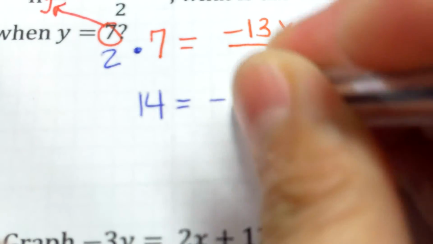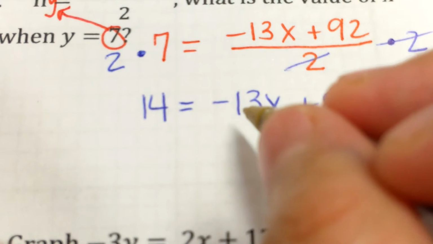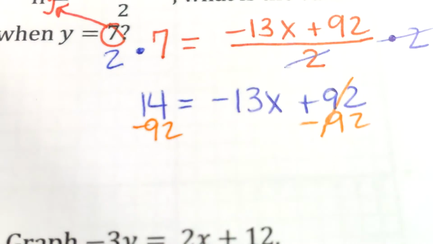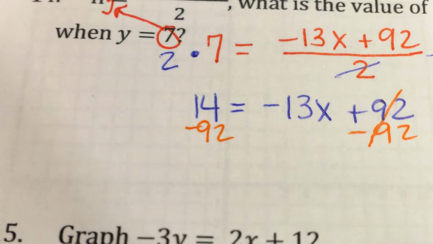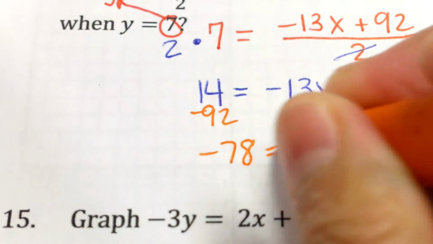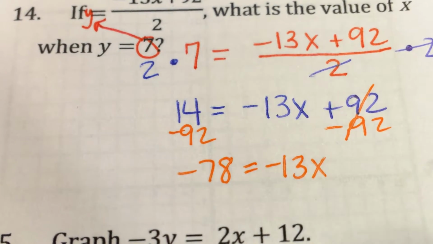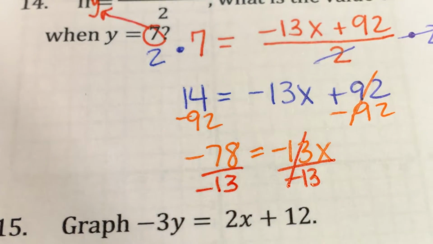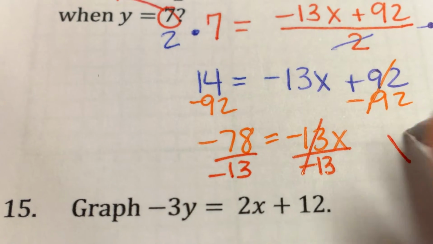14 equals negative 13x plus 92. We want x by itself, but we're going to deal with the negative 13 later. First, we have to get rid of the 92. So we do minus 92, minus 92. This cancels. 14 minus 92 is negative 78. So I have negative 78 equals negative 13x. We want x by itself, so we need to get rid of the negative 13. Divide by negative 13 to both sides. And you should end up with a positive number because a negative divided by a negative is a positive. x equals 6.